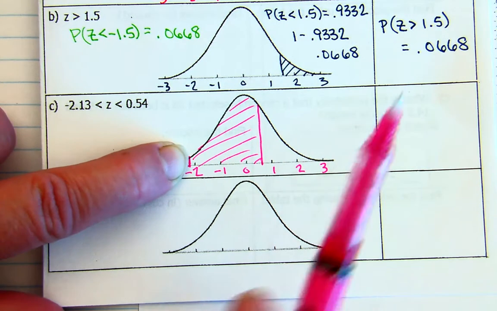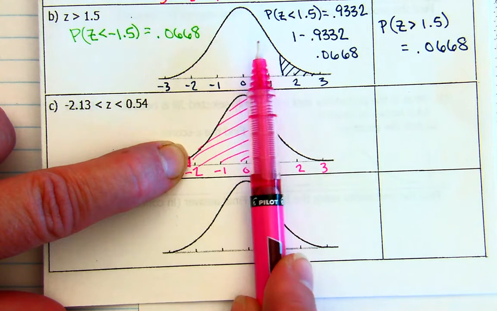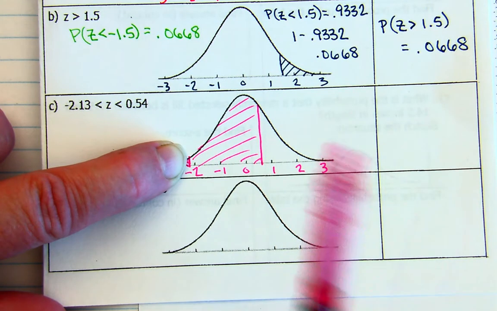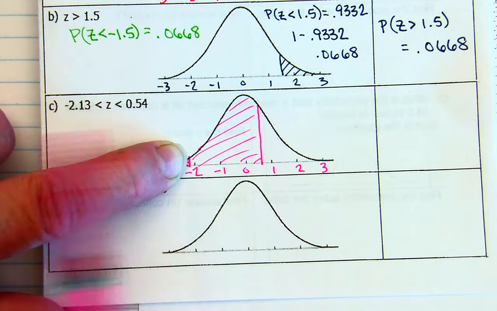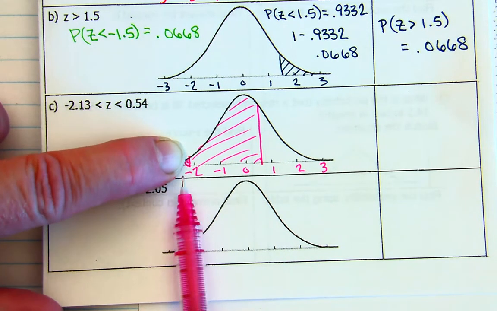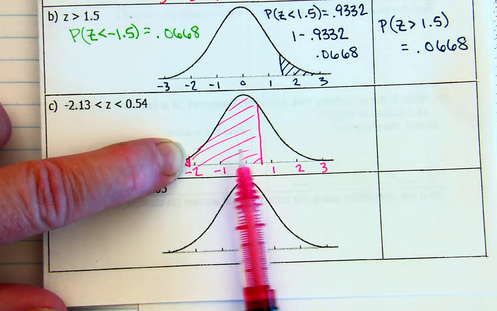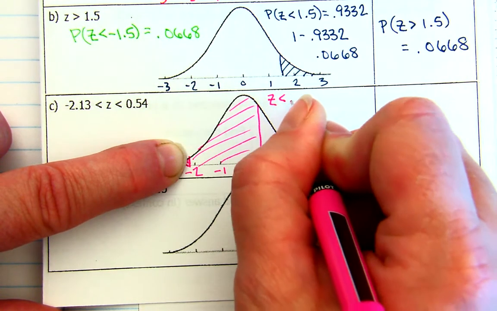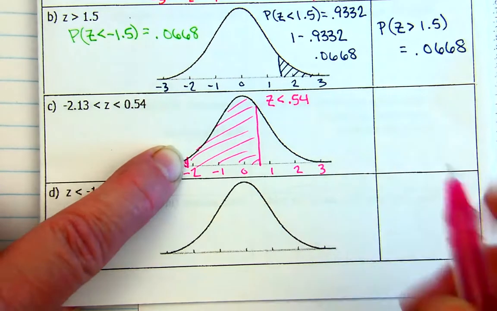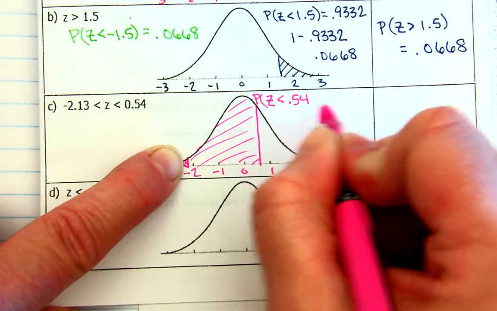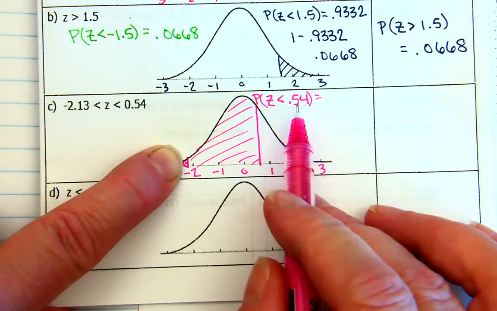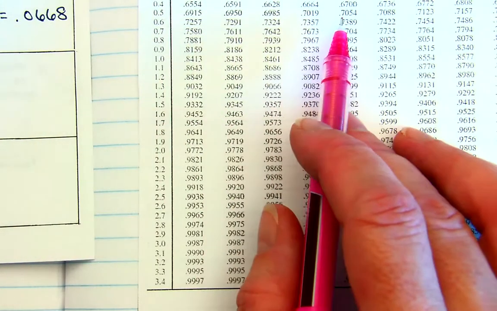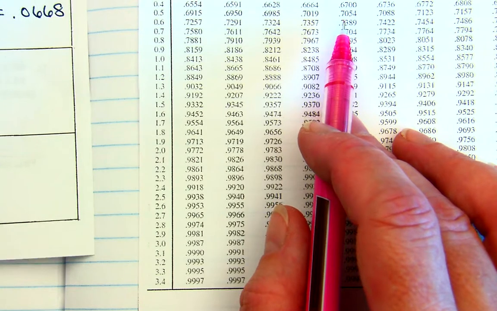So when we do this, I can look on the z table and find the area from here all the way to the left, and from here all the way to the left. So what I'm going to do is find this one and then subtract this area down here that wasn't shaded in between. Okay? So z less than 0.54, I can look up on page 9 on the positive z-scores. 0.54 is 0.7054.